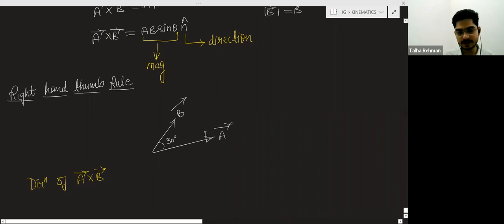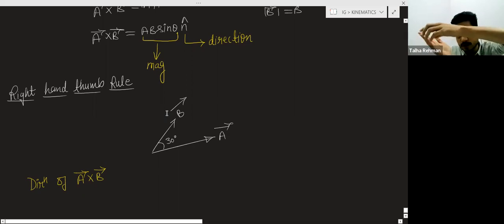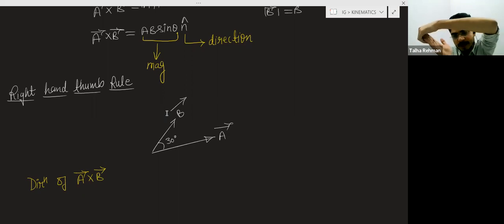First see, this is A vector in this direction, B vector. So what you will do, take your right hand. This is your right hand. These are your fingers, and this is the thumb. If you are finding the direction of A cross B, place your fingers along the direction of the A vector and curl your fingers towards B.